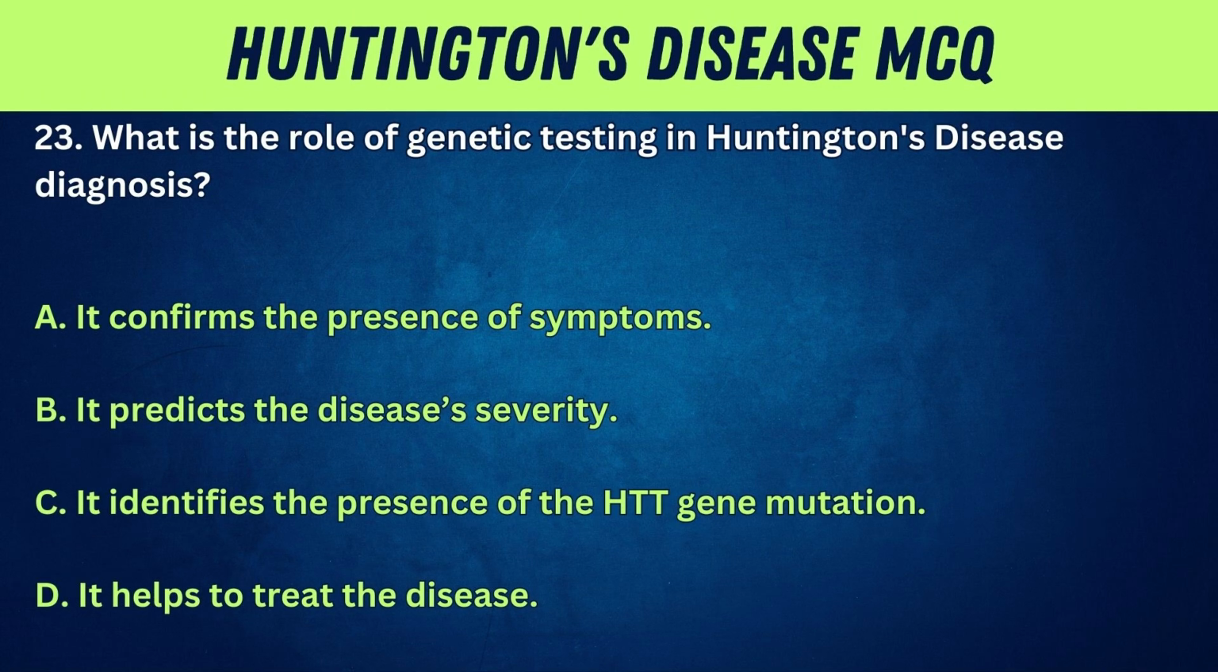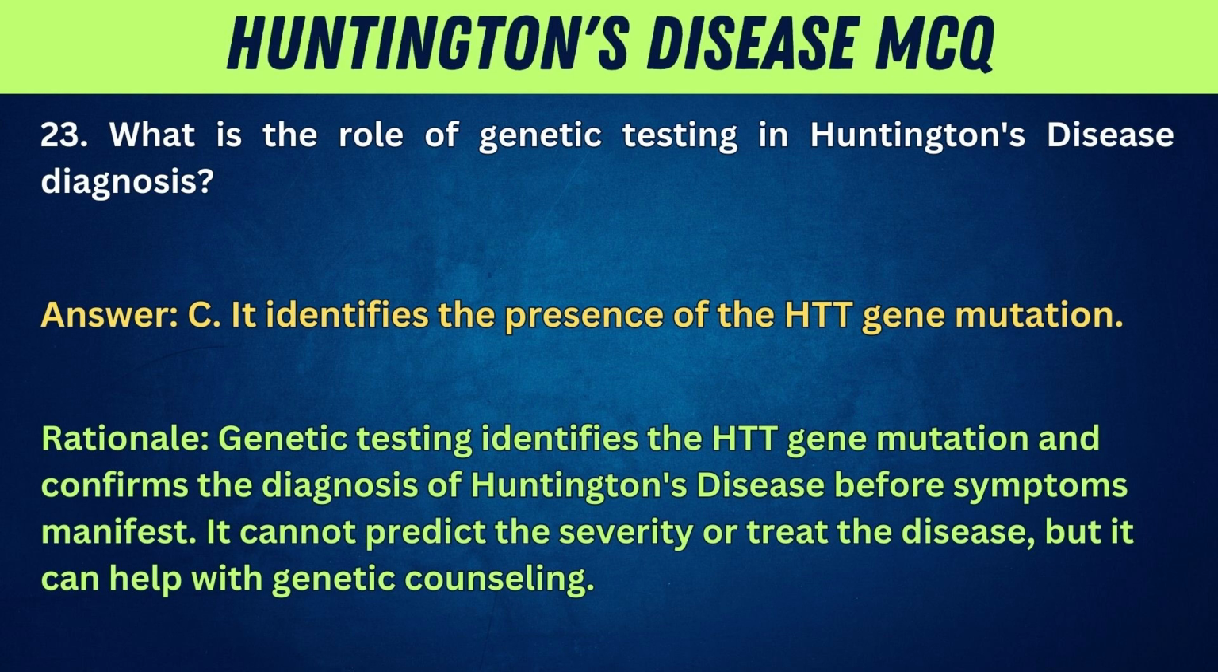23. What is the role of genetic testing in Huntington's disease diagnosis? A. It confirms the presence of symptoms. B. It predicts the disease's severity. C. It identifies the presence of the HTT gene mutation. D. It helps to treat the disease. Answer: C. It identifies the presence of the HTT gene mutation.